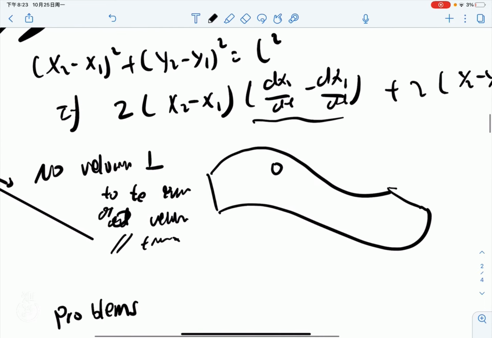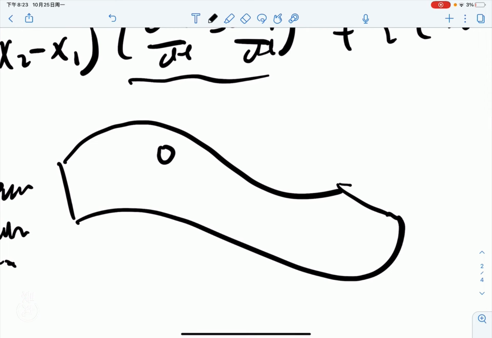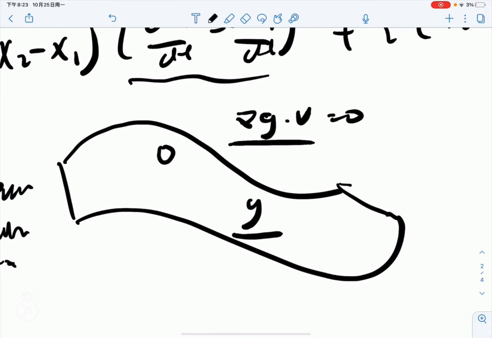And for this kind of stuff, if you learn gradient, here's a function of the plane. So basically, the gradient dot v is 0, meaning that it must stay on the plane.